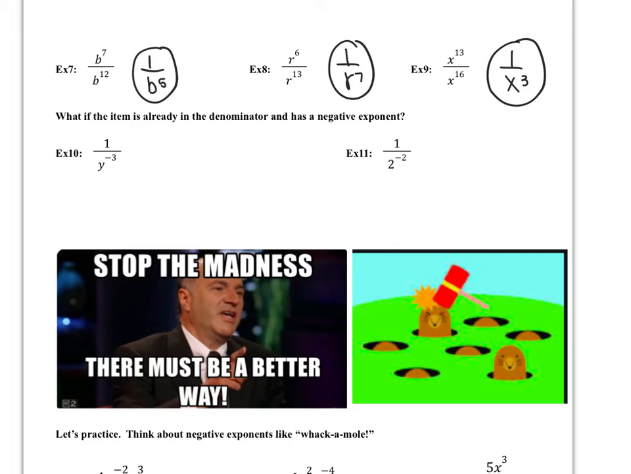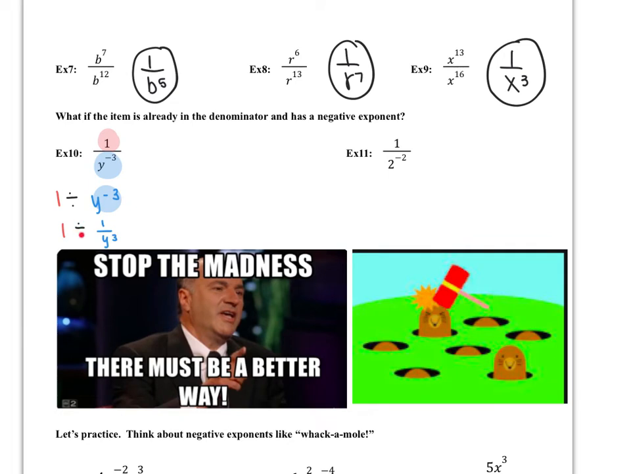So now let's look at what happens if the item is already in the denominator. I promise there's going to be a shorter way to do this, but for right now I'm just going to use color to help me through. So my numerator is 1 and my denominator is y to the negative 3. So I could rewrite that as 1 divided by y to the negative 3. So I could keep going, 1 divided by, but then I know that my blue y to the negative 3 can turn into 1 over y to the 3rd.